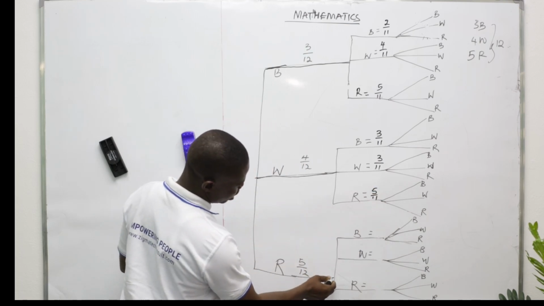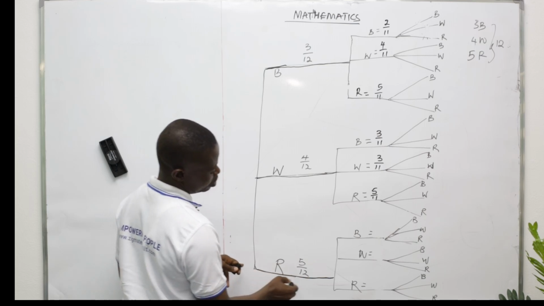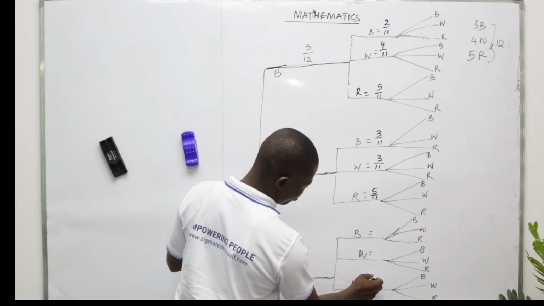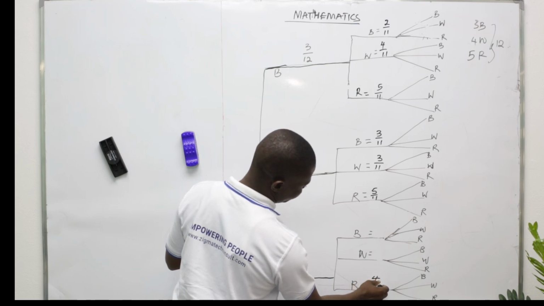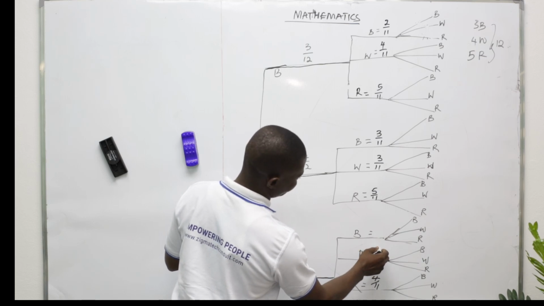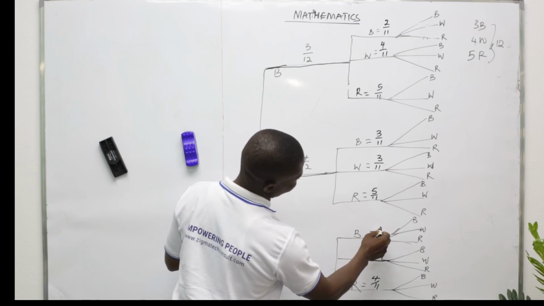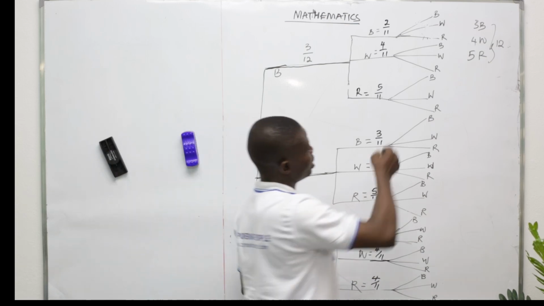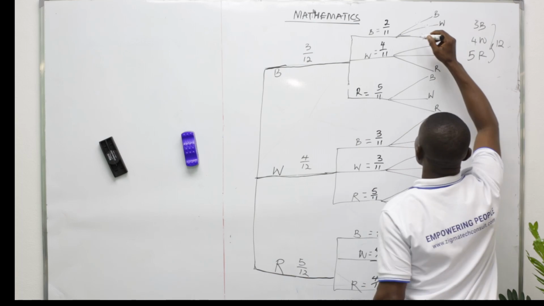Likewise, the owner of this lane now is red. So only red will be affected at the numerator, saying 4 over 11, while the rest is only the denominator, 4 over 11, 3 over 11. So we are done with this. Let's go to the next movement.